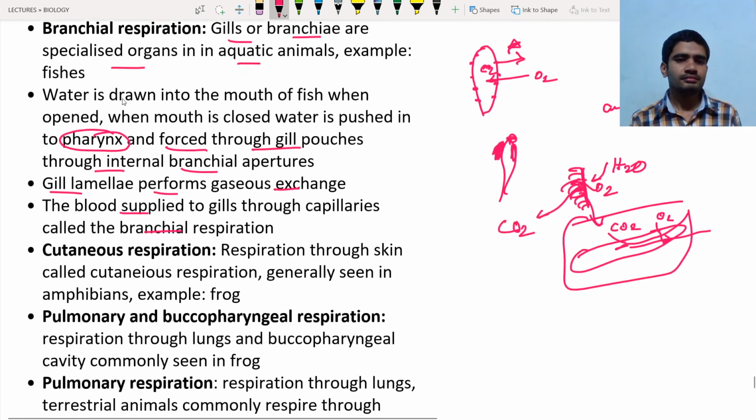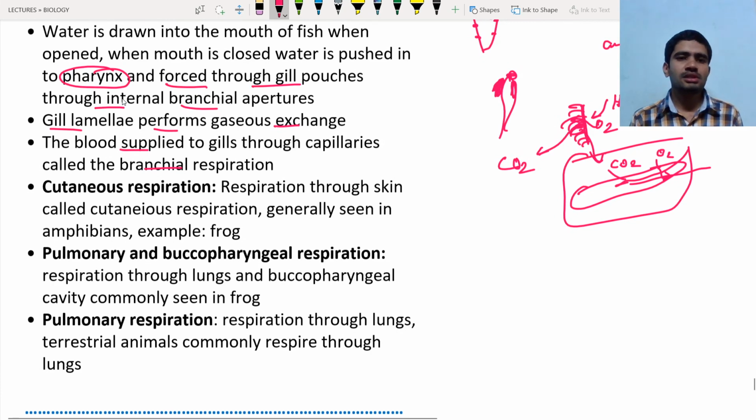Next, cutaneous respiration. Respiration through the skin is known as cutaneous respiration. Cutaneous means skin. This respiration occurs especially in frogs. Frogs take in respiration through the skin. It is generally seen in amphibians.